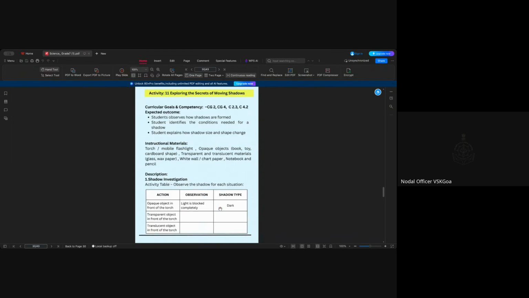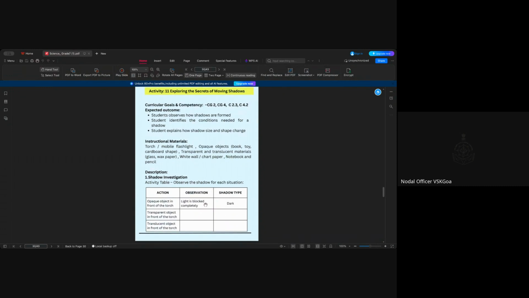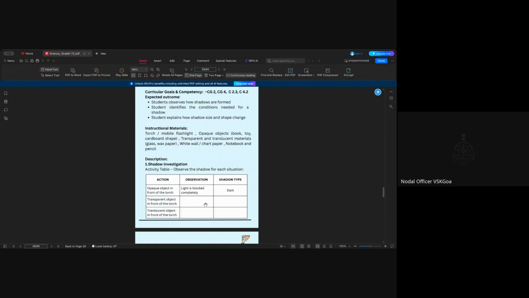Here you can tell the students on the previous day itself to bring a torch, or you can provide them a torch and different materials like transparent and translucent material. Using this activity table, they can write their observations and what type of shadow they observe. They need to fill this observation table: object in front of the torch, what is your observation, and what will be the shadow type?